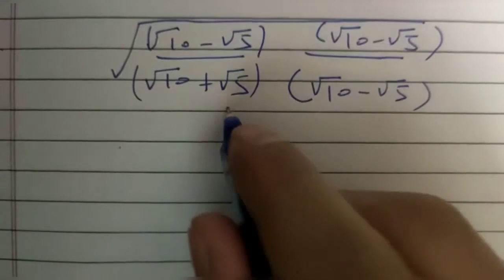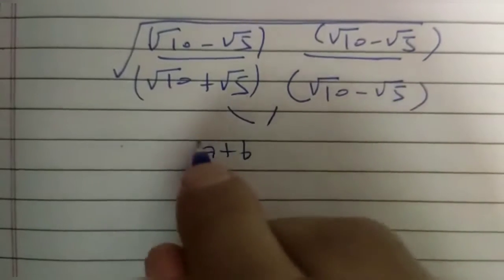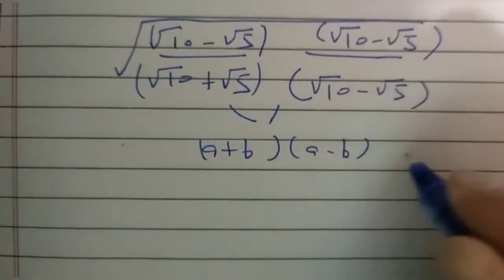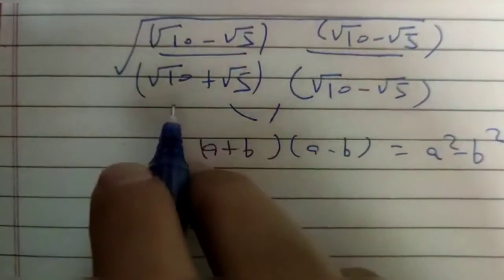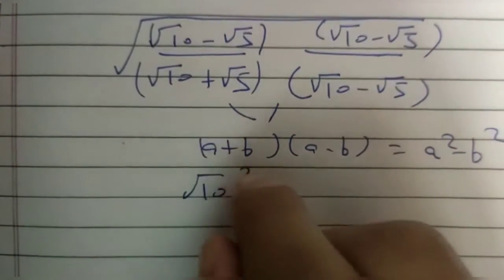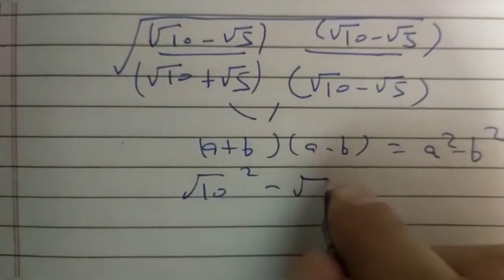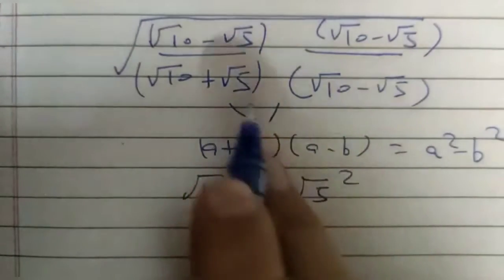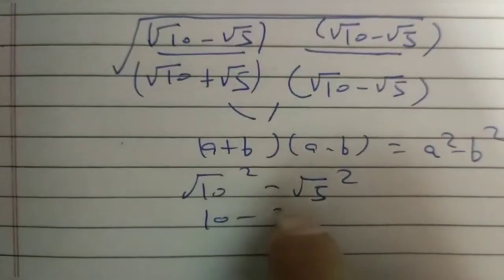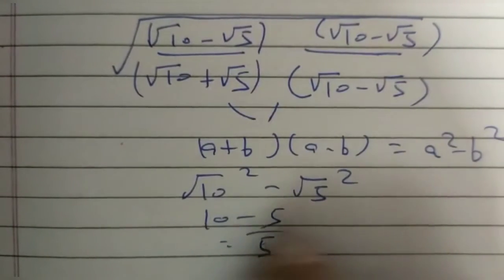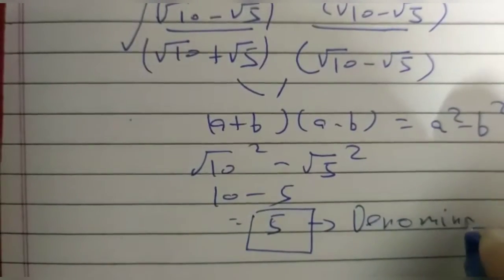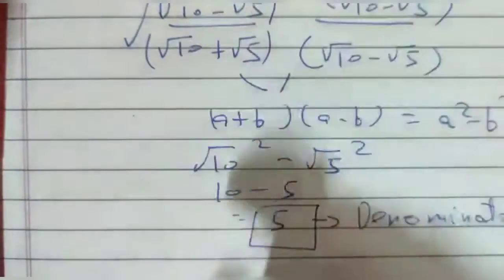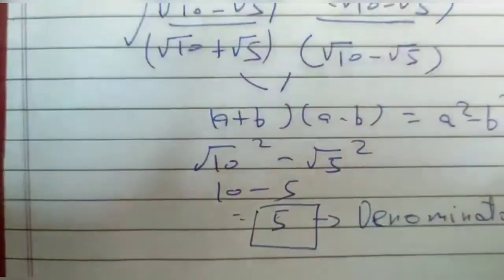Now again I can apply the same identity: (a plus b) multiplied by (a minus b) equals a square minus b square. Root 10 square, which is a, minus root 5 square, which is b. 10 minus 5 equals 5. The denominator is 5. See, the denominator is 5.